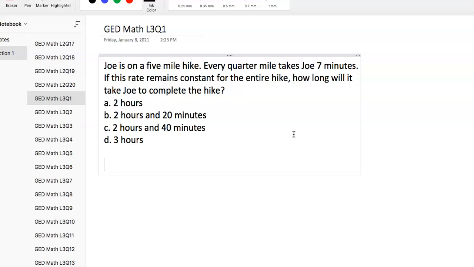Hey guys, welcome to GED Math Level 3 practice test. Level 3, basically there are 4 levels for our practice tests. So level 4 is the hardest, level 1 is the easiest. So this is the sort of hard one.